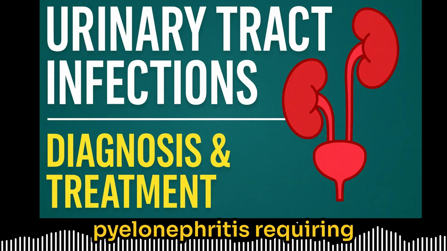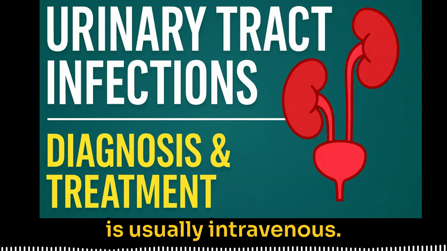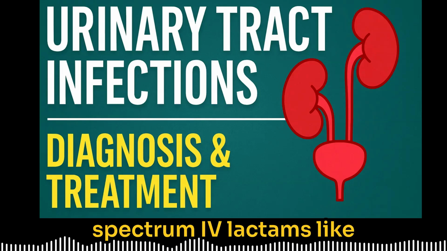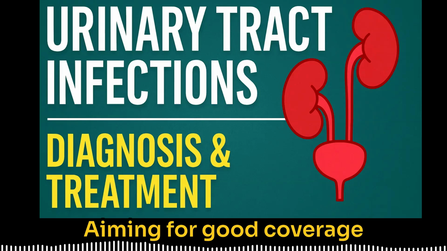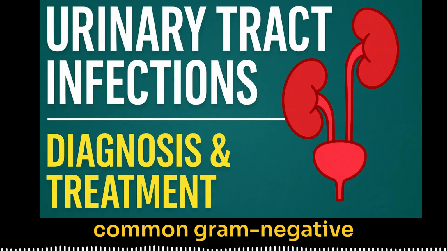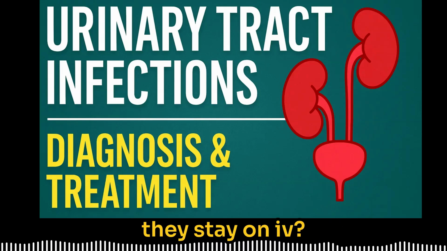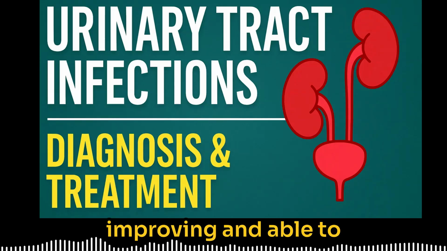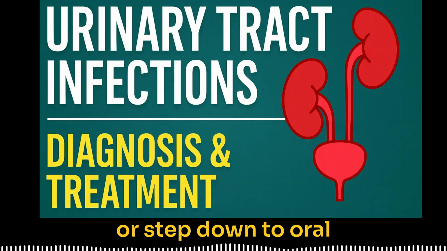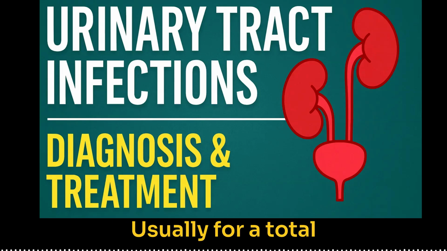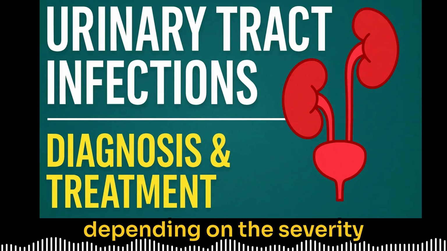For complicated pyelonephritis requiring hospitalization, the primary therapy is usually intravenous. You'd use broad-spectrum IV beta-lactams like ceftriaxone or maybe ertapenem if you need carbapenem coverage, aiming for good coverage against E. coli and other common gram-negative bacilli. IV therapy initially. How long do they stay on IV? Until they're clinically improving and able to tolerate oral medications. Then they can transition or step down to oral therapy to complete the treatment course, usually for a total duration of 10 to 14 days, sometimes longer, depending on the severity and the pathogen.